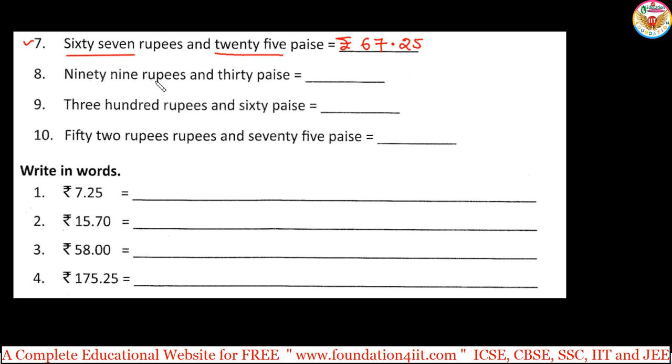Next, 99 rupees and 30 paisa. 99 rupees is only up to 99. So 99 point, right? And 30 paisa. So 30. Next, 300 rupees and 60 paisa, 300.60. The 60 paisa must be after the point. Next, 52 rupees and 75 paisa, 52.75. So this is words to numbers.